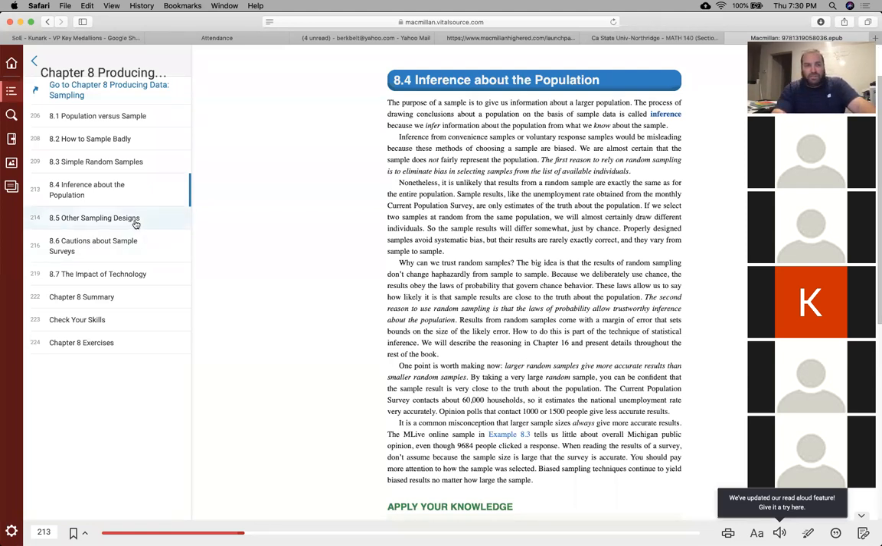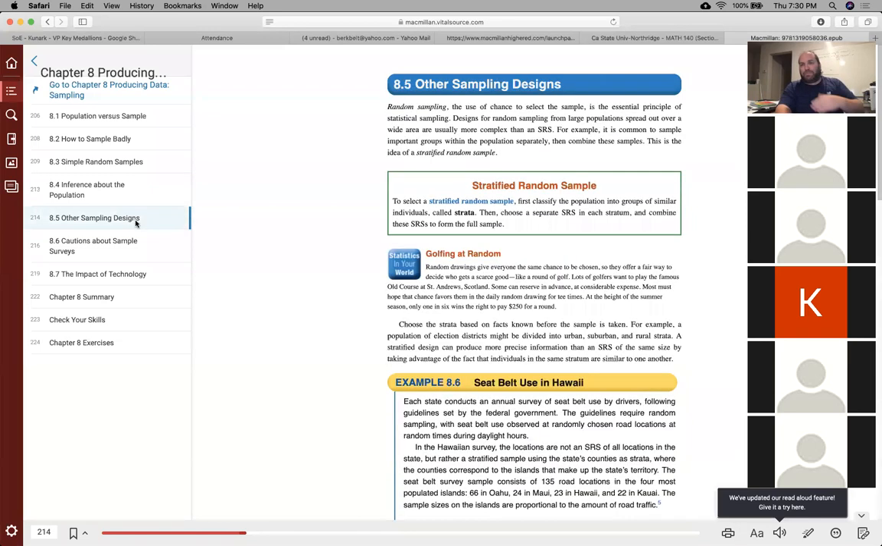Okay, so 8.5, let's talk about other sampling designs. Actually, before we get to this section, let's just take a 5-minute break. If you still are having questions on simple random samples, stick around. Let's talk about it a little more.